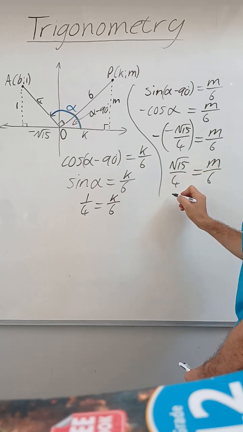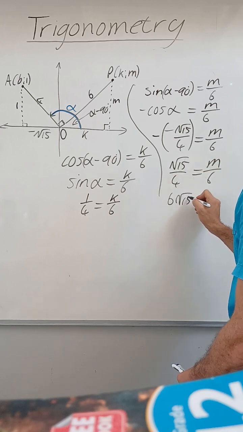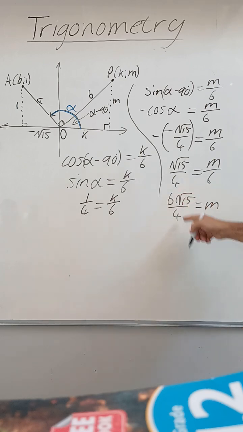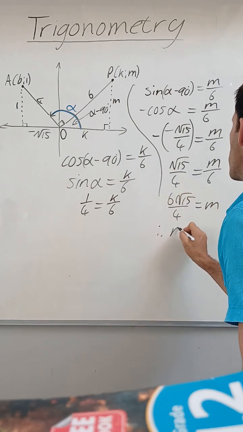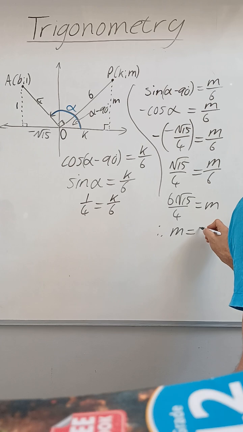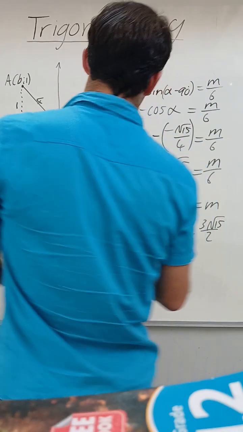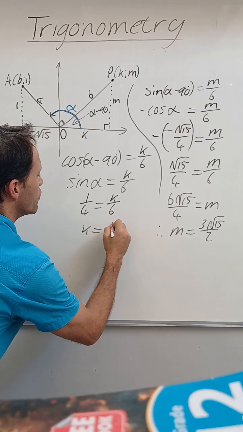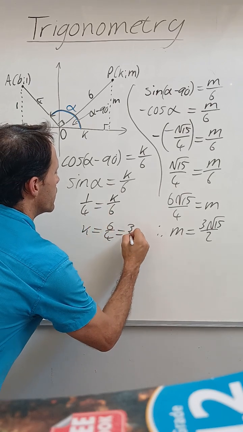Then if you cross multiply, you get 6 square root of 15 over 4 equal to m. Because you can divide both sides by 2, m will be 3 square root of 15 over 2. And here, if you cross multiply, k will be 6 over 4, which is equal to 3 over 2.